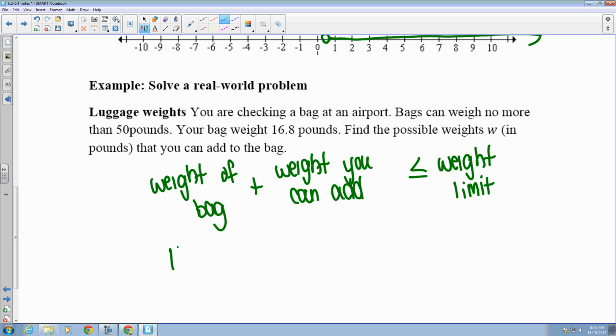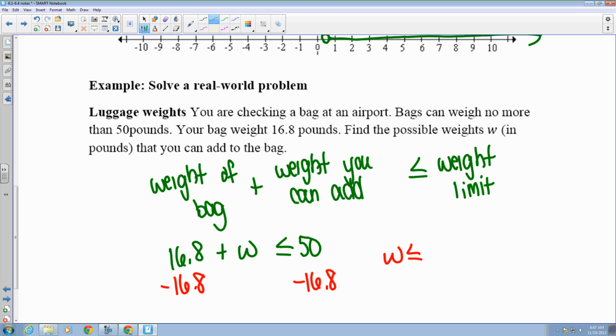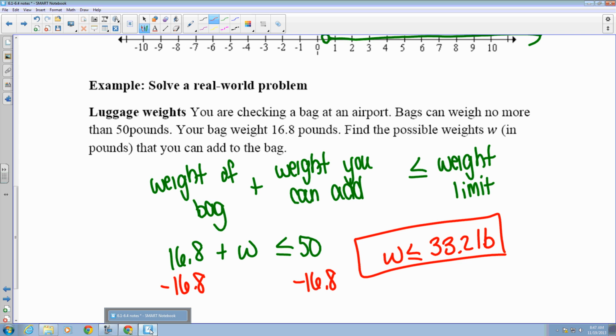So we have 16.8. We don't know what we can add, but it has to be less than or equal to 50. Now we can figure out what that w is. Subtract 16.8 from both sides, and your weight has to be less than or equal to 33.2 additional pounds. And that was it for section 6.1, adding and subtracting inequalities.